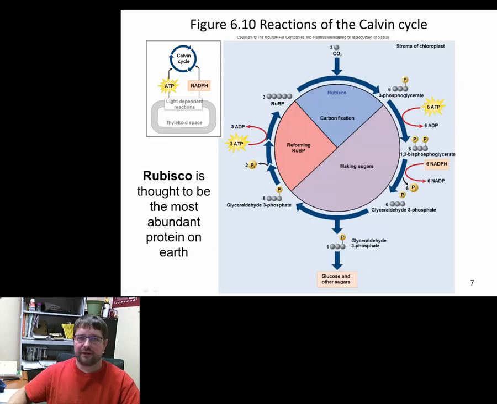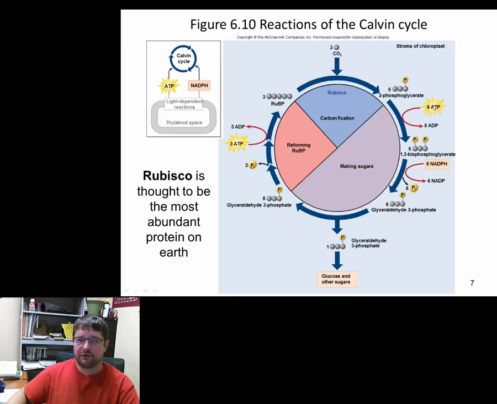So here, let's look at it again. 3 molecules of carbon dioxide comes in. You have 3 molecules of RUBP. Okay, this is happening in what we call rubisco. This is a protein that allows for this to happen. Okay? Now, these 3 molecules of carbon dioxide are going to bind to RUBP. And again, we talked about this. You'll get 6 molecules of 3-phosphoglycerate.